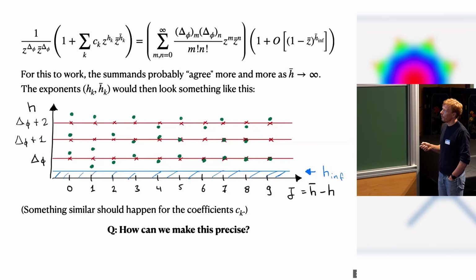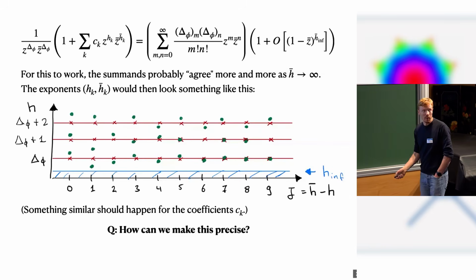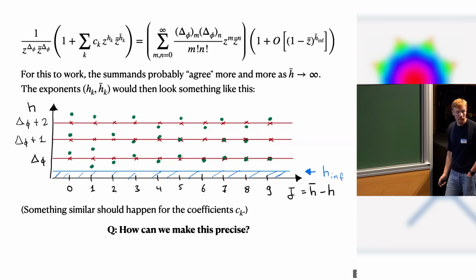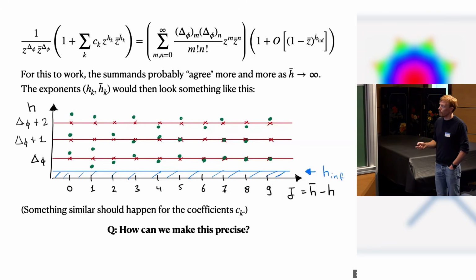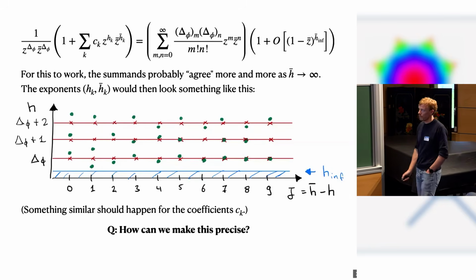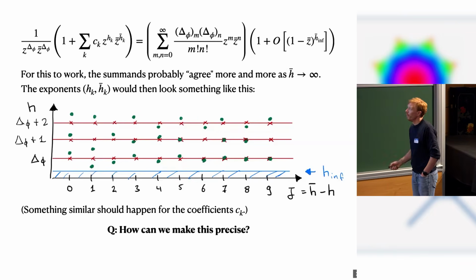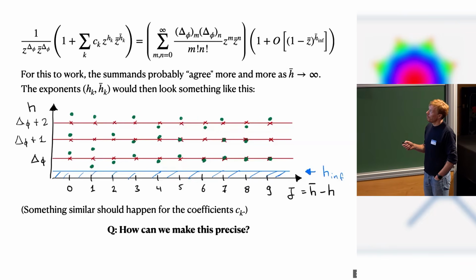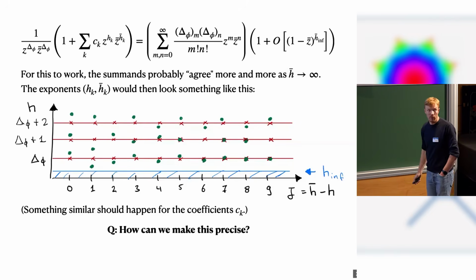the green points never really are exactly on the red points, but they are on average. They average out to the red points. So they just keep oscillating with some finite amplitude. And here, of course, I said something about the spectrum, the exponents h and h bar. We call that the spectrum, but something similar should happen for the coefficients c_k.